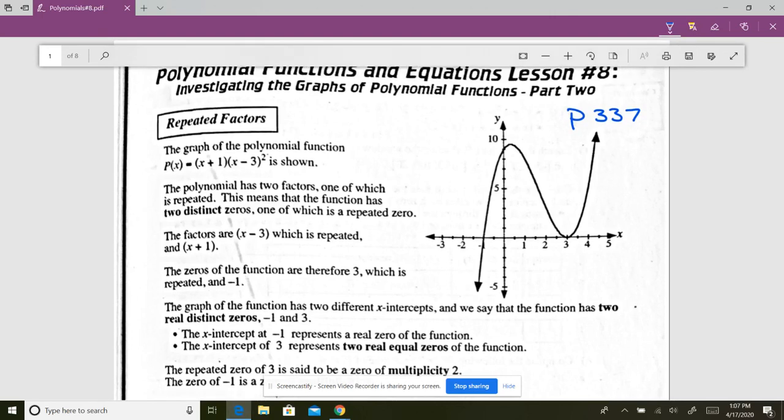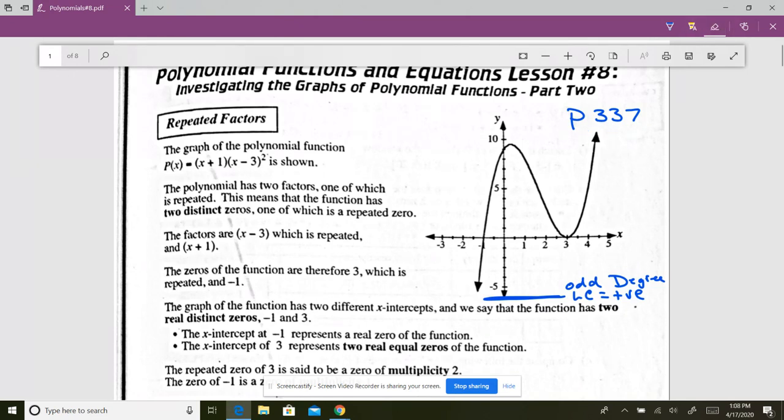Okay, everybody, we're moving on to lesson number 8. Hopefully, going through lesson 7, you know the general shapes of a polynomial graph. For instance, if you look at this graph that we have here, you would tell me that that is an odd degree because the arms are in different directions, and the leading coefficient would be positive because the right arm is up.